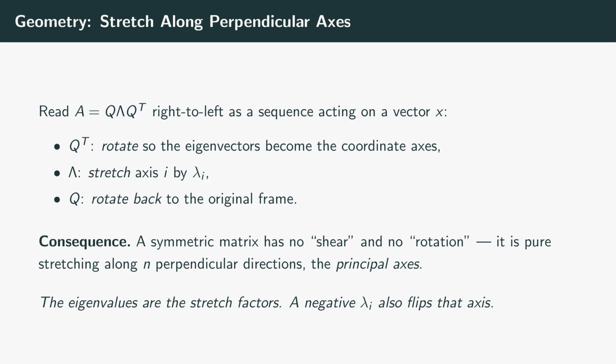That's it. A symmetric matrix does no shearing and no genuine rotating of its own. Stripped to its essence, it is pure stretching along a set of perpendicular directions called the principal axes, the eigenvectors, and the amount of stretch along each axis is exactly the corresponding eigenvalue. This is why symmetric matrices feel so rigid and well-behaved. A circle under a symmetric matrix becomes an ellipse whose axes point along the eigenvectors and whose radii are the eigenvalues. Geometry has been reduced to a list of perpendicular stretches.